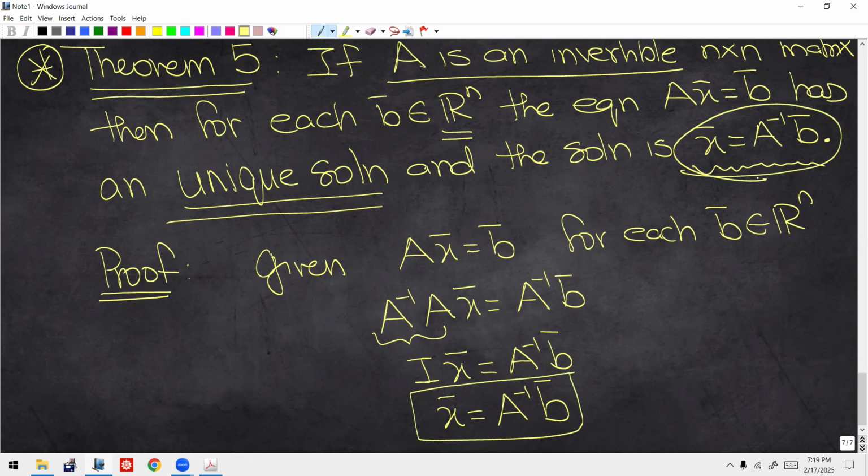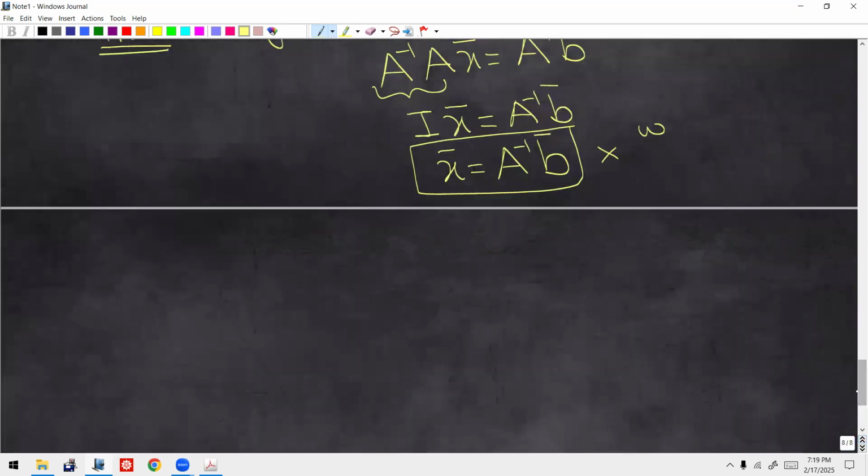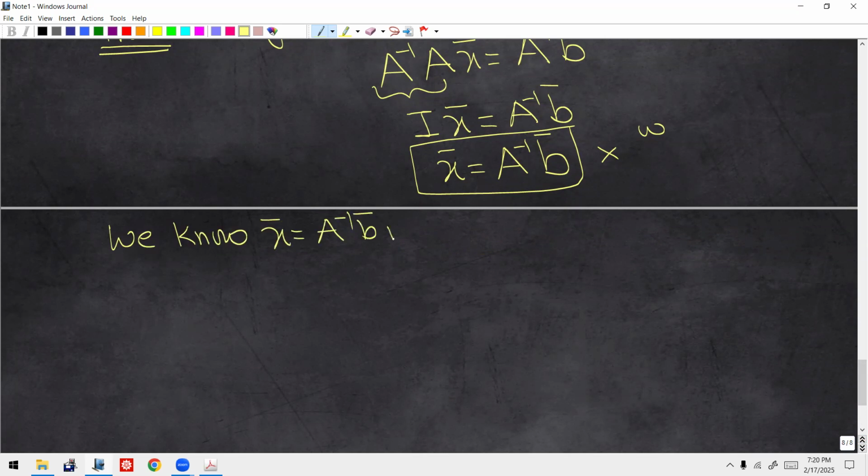We got the solution, but wait a minute. We still need to prove uniqueness. We need to prove that this is the only solution. Okay, how do we prove uniqueness? Remember, what did we do? We always start with two solutions and then show that we have only one. So we already know X is a solution here. Let me write that down. We know X is equal to A inverse B is a solution. We already know that, correct?